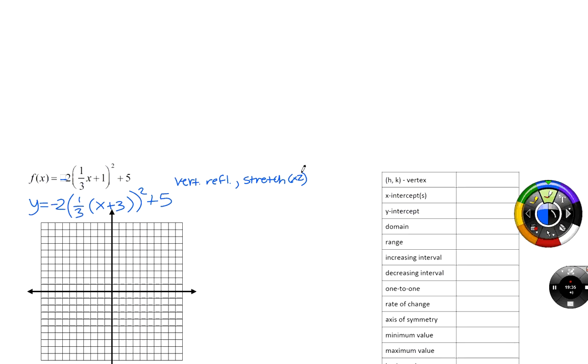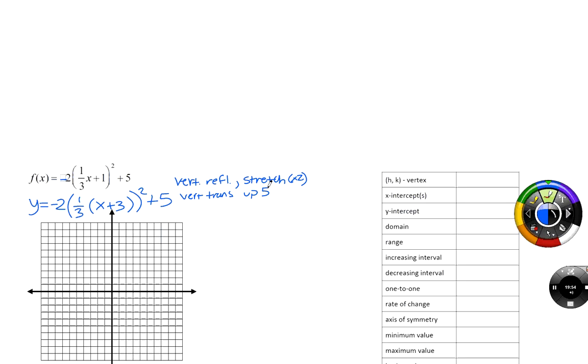Oh, no. Okay. Okay, so what's our other vertical change that's going to happen here? Natalie? Good. So we're going to have a vertical translation up 5. Is that okay with everybody?